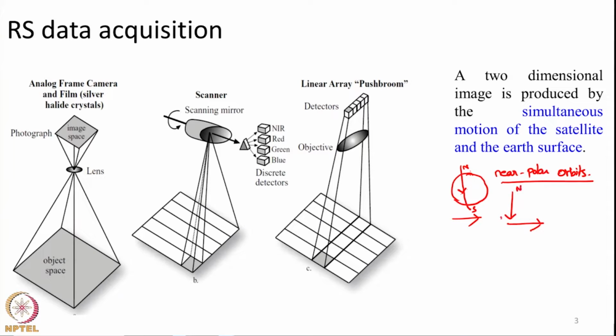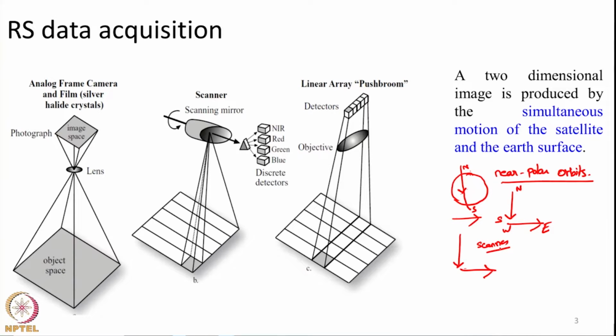So, north, south, east, west, this is how the orientation is. The image will be collected in one dimension, in the direction in which the satellite is moving, due to satellite motion, and in the direction perpendicular to it the image will be collected by the motion of the sensor or the scanner attached to the satellite.